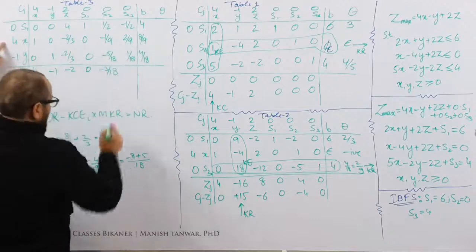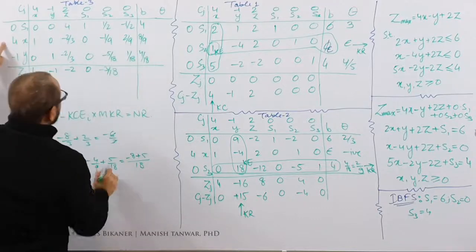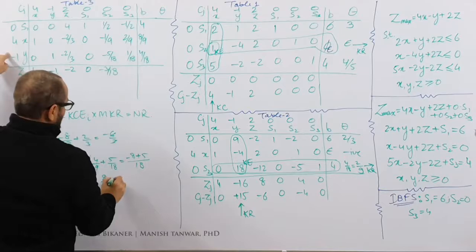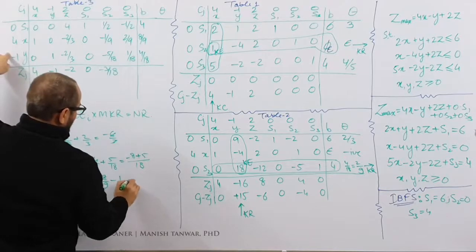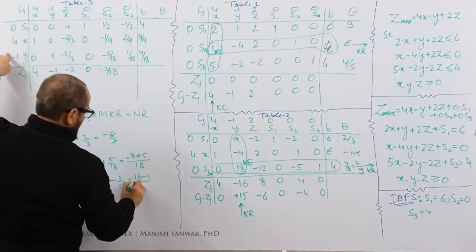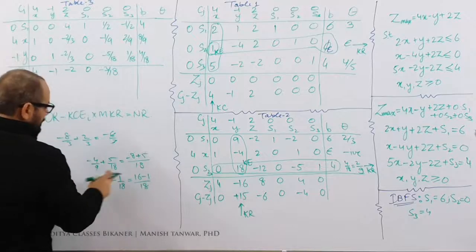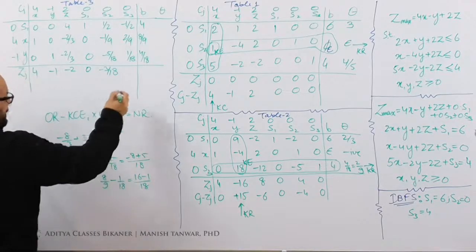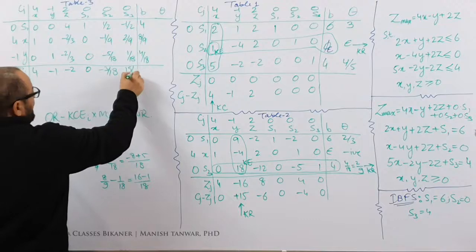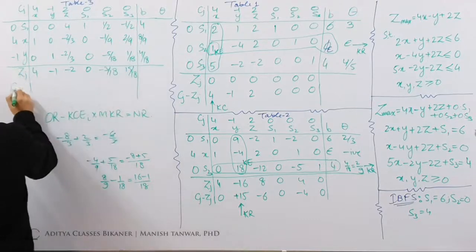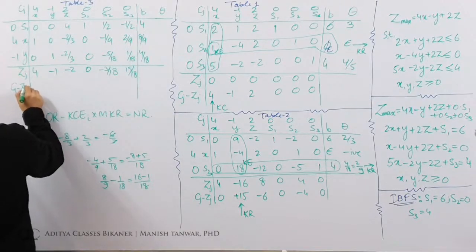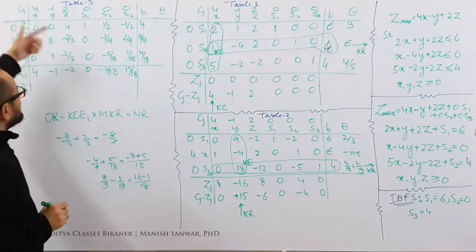And the last one would be 8 by 9 minus 1 by 18, making it 16 minus 1 by 18. 8 2s are 16, 9 2s are 18, so 15 by 18. Then we need Cj minus Zj, because it is a maximization case.